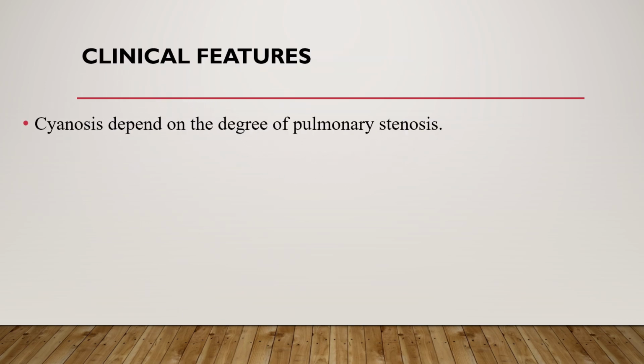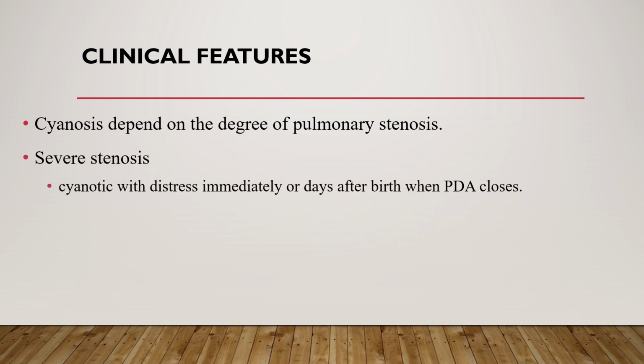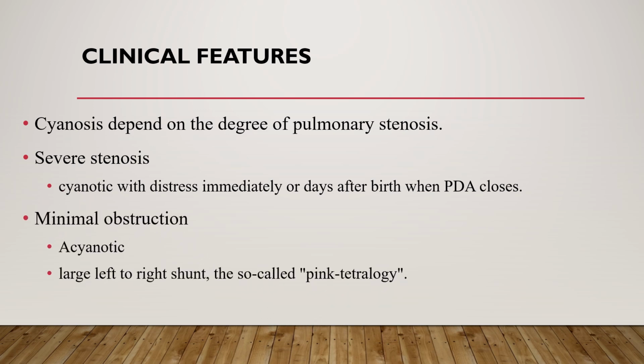To see the clinical manifestation of tetralogy of Fallot, cyanosis depends on the degree of pulmonary stenosis or the degree of right ventricular outflow tract obstruction. Severe stenosis can cause cyanosis with distress immediately or days after birth when the PDA closes. And minimal obstruction can cause an acyanotic presentation with a large left to right shunt, which is called pink tetralogy.